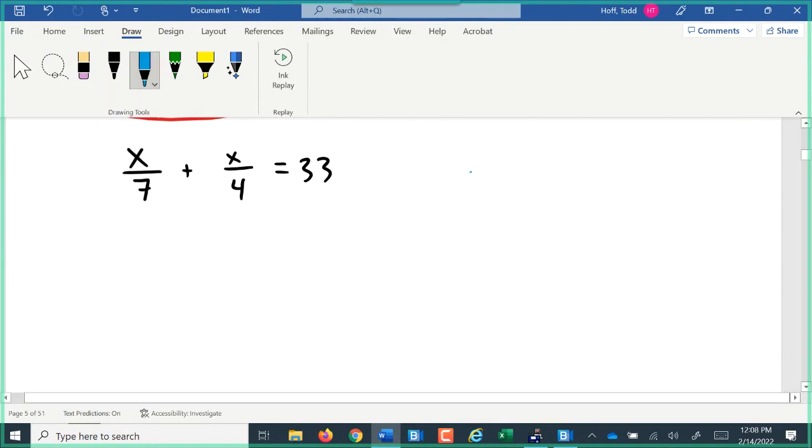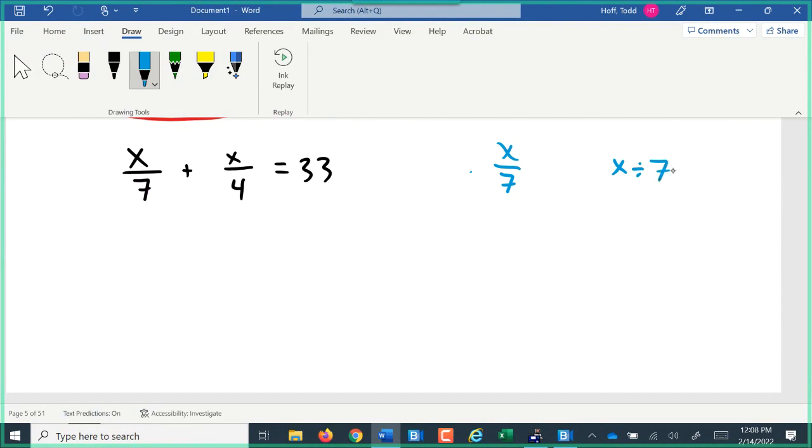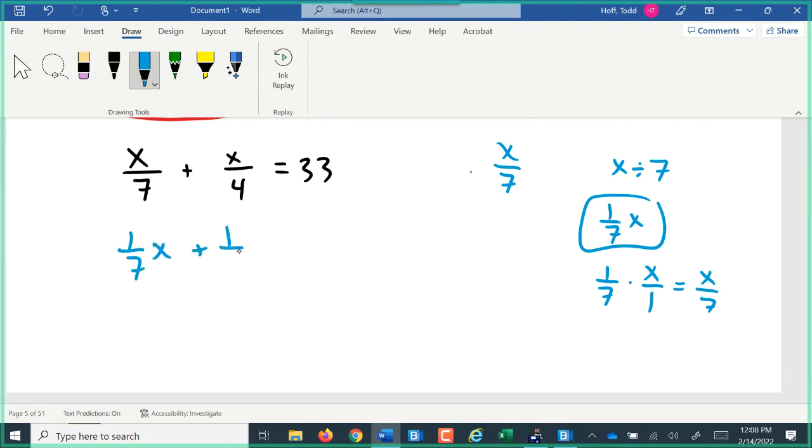So in an equation like this, of course, the variable appears twice. But the key to solving this equation is to understand what x over 7 is. Now that is, x divided by 7 is one way to interpret that. But another way to interpret it is 1/7 times x. Think about it, 1/7 times x, that's 1/7 times x over 1. x times 1 is x, 7 times 1 is 7, you get x over 7. But thinking of it as 1/7 times x makes it easier to work with this problem. So 1/7 x plus 1/4 x equals 33.